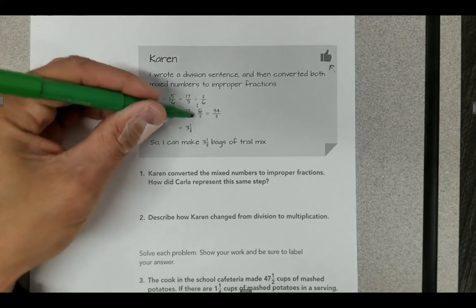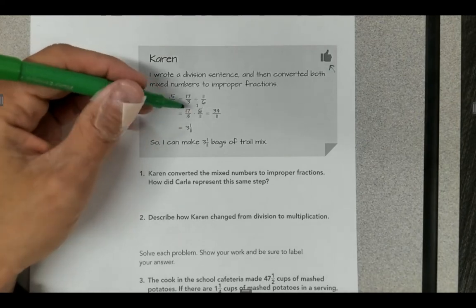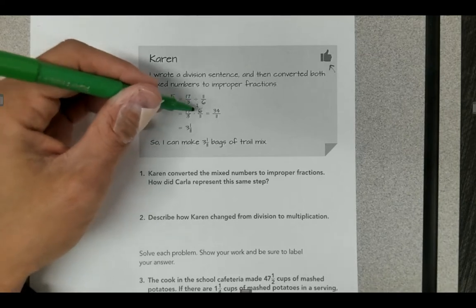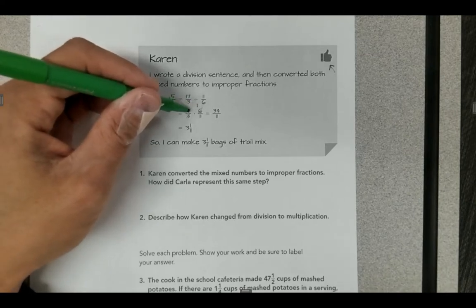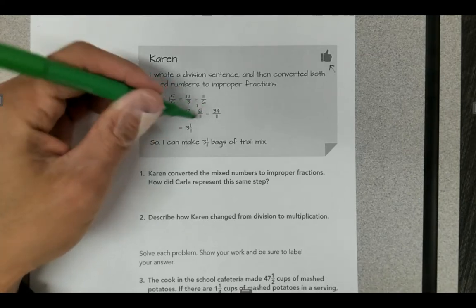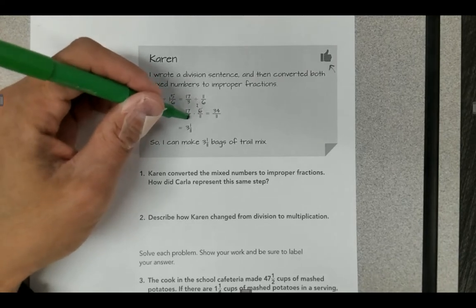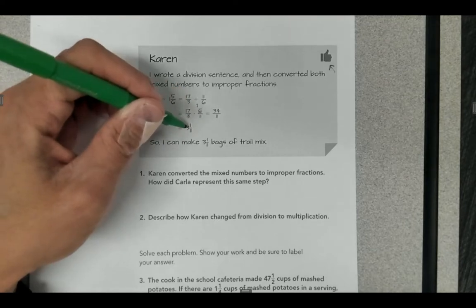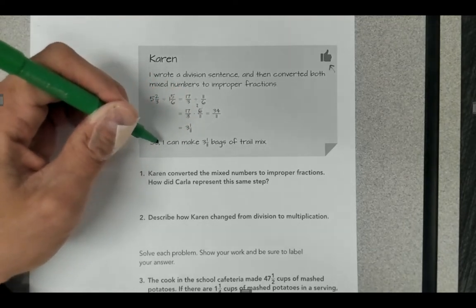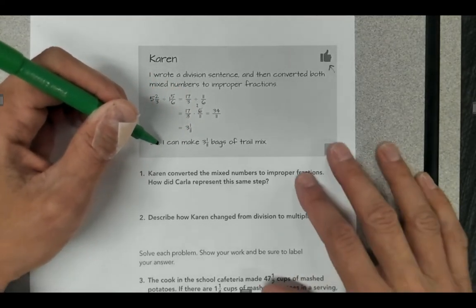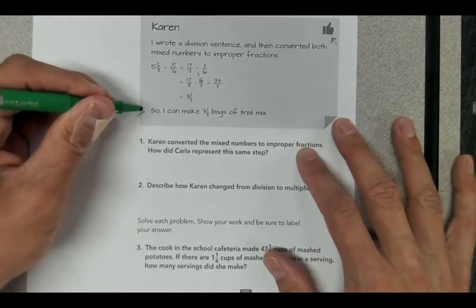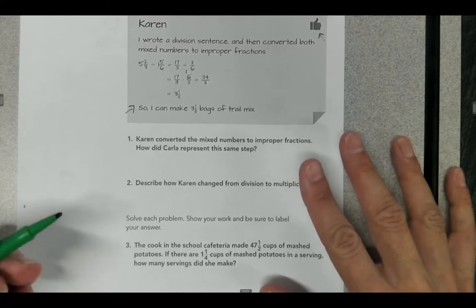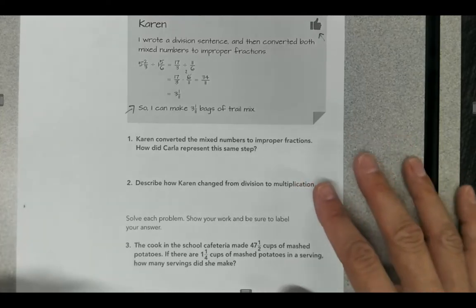Then in this part, she reduced the fractions before she multiplied. It makes it easier. We haven't really gone over that here. Then she multiplied. 17 times 2 is 34. 1 times 11 is 11. And that simplifies down to 3 and 1/11. So I can make 3 and 1/11th bags of trail mix. Okay. And so this is the way that I've been going through, turning them all into improper fractions, then keep, change, and flip.